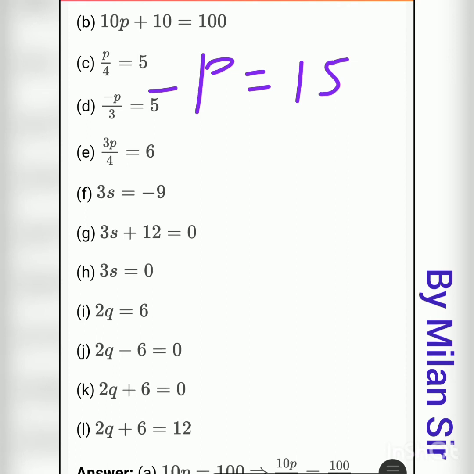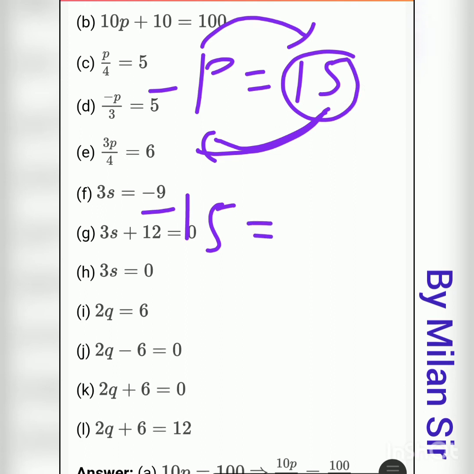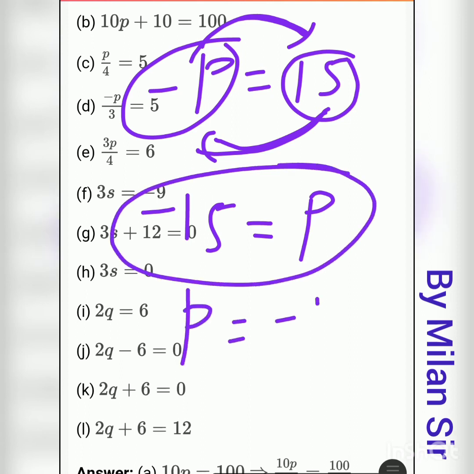But we want the answer of p, and we want positive p. We want the answer in positive sign. So what we need to do? Transfer this minus p to the right hand side and transfer this right hand side to the left hand side. If we want to change the sign, we need to change the side. So this 15, if we transfer it to the right hand side, becomes minus 15. Here plus 15 becomes minus 15 is equal to this minus p. If we transfer to the right hand side, it becomes plus p. So p is equal to minus 15.